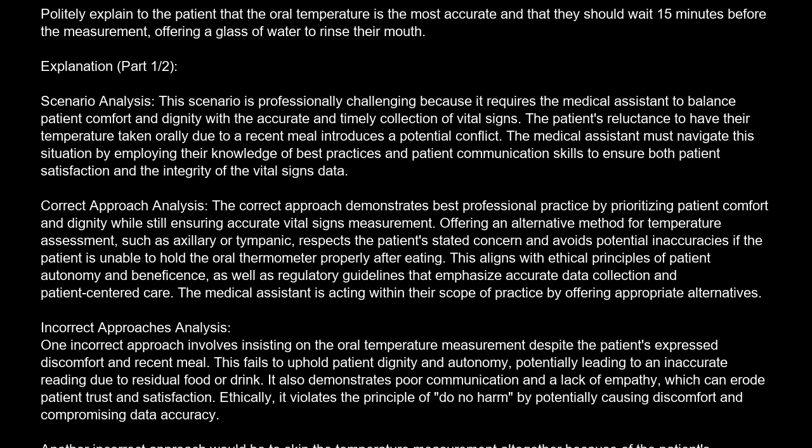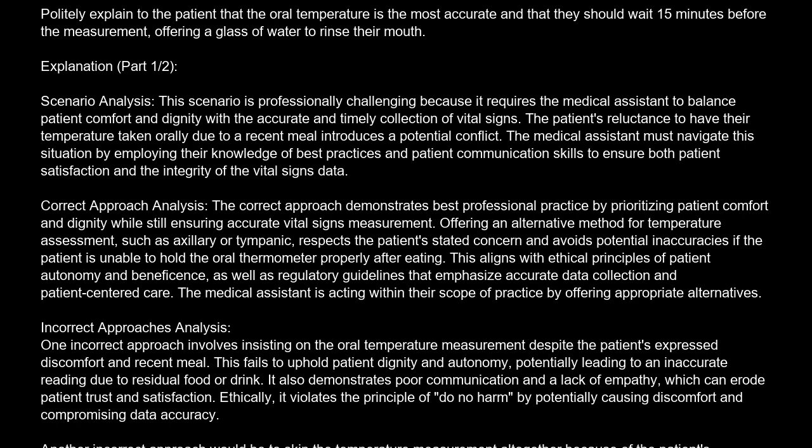The patient's reluctance to have their temperature taken orally due to a recent meal introduces a potential conflict. The medical assistant must navigate this situation by employing their knowledge of best practices and patient communication skills to ensure both patient satisfaction and the integrity of the vital signs data.